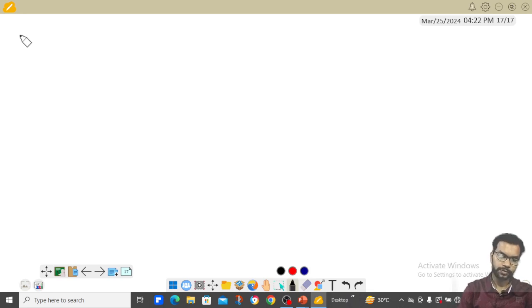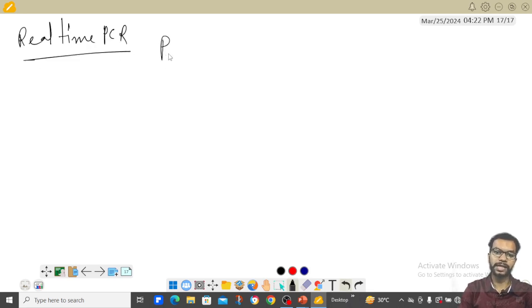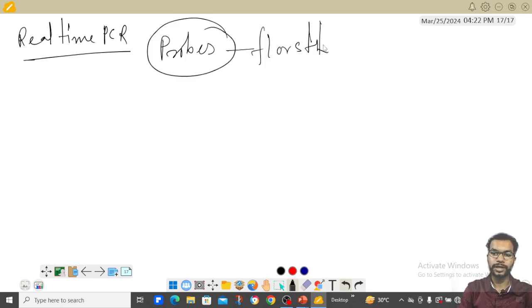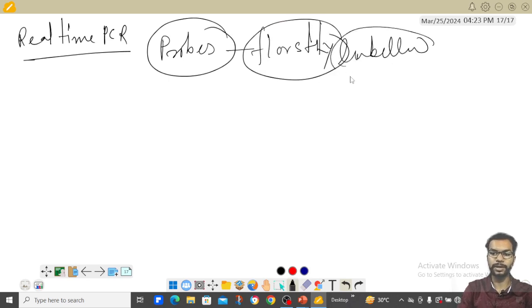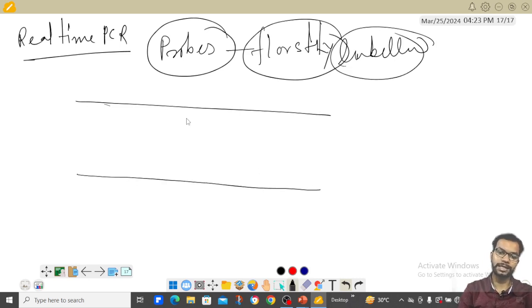So in real-time PCR, we use probes that are fluorescently labeled. Suppose these two are DNA strands. Here the forward primer and reverse primer anneal.